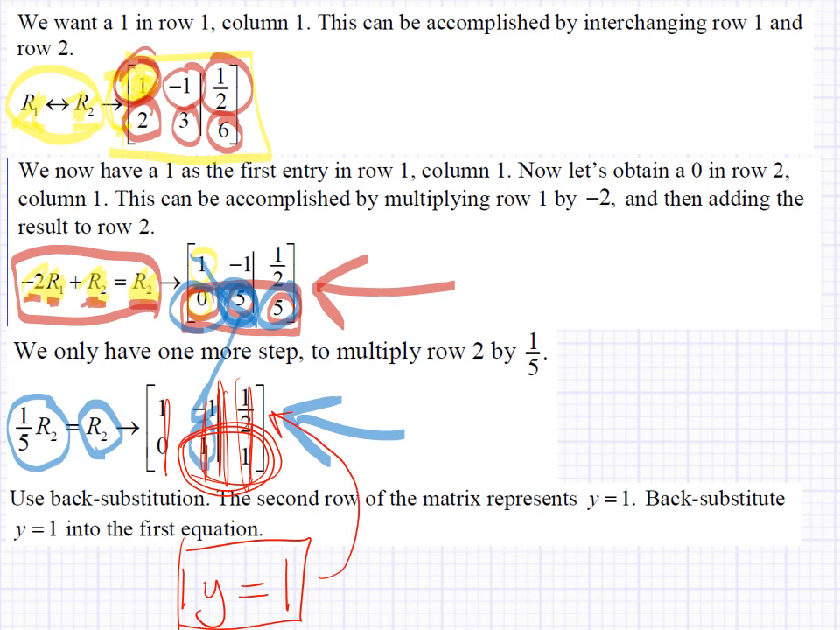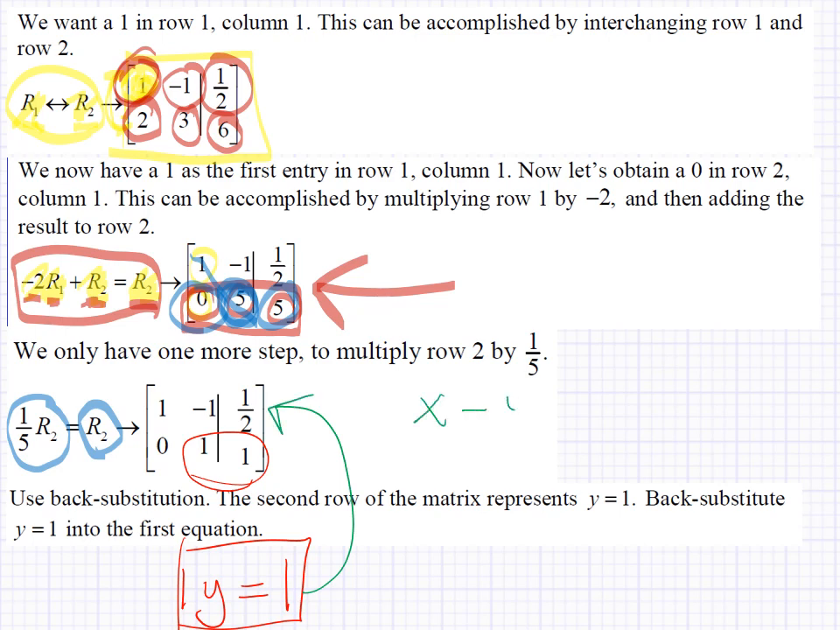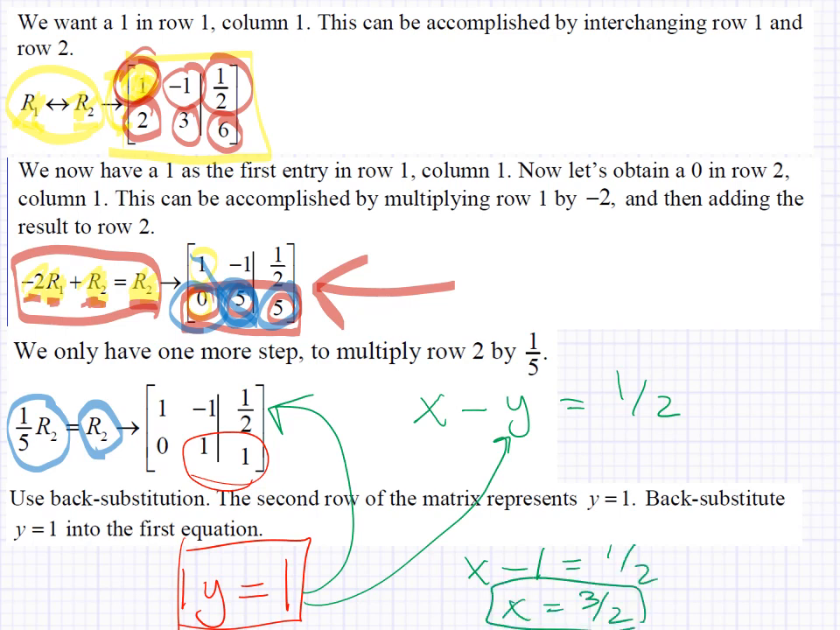you probably can't see it, so let's erase some things. What that first equation is now saying is that x minus y equals a half. If I substitute it in, x minus 1 equals a half, which tells me that x equals 3 halves. Now there's my solution: x is 3 halves, y is 1.